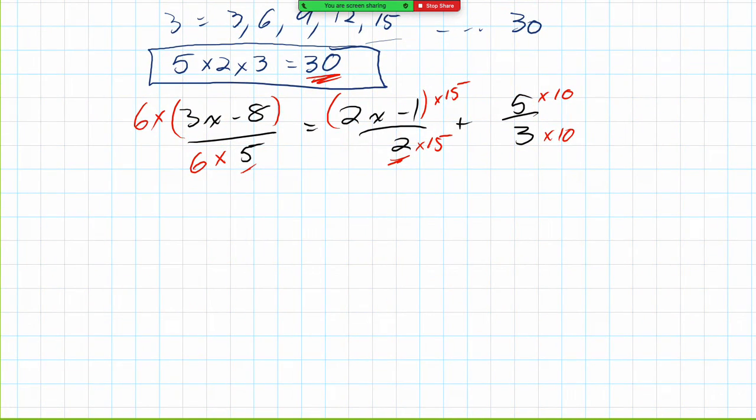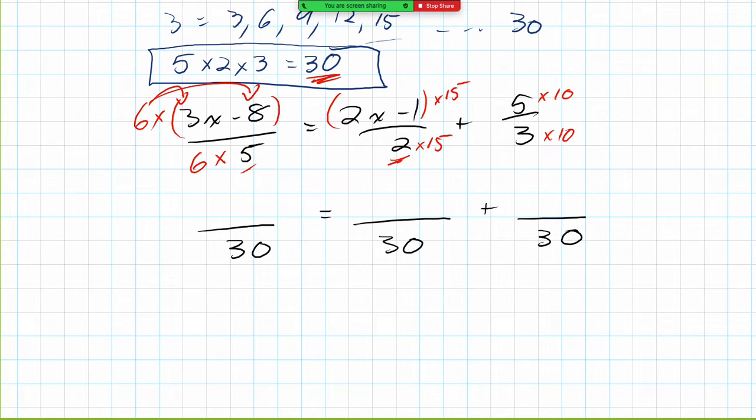So let's go down here. I know my denominator is going to be 30 for all 3 of my terms, which is really nice. It's that multiplication piece of the numerator that's going to be tricky. Looks like we need quite a bit of distributive property here. 6 times 3x is going to be 18x. And 6 times negative 8 happens to be negative 48. Okay. 15 times 2 gives us 30x. 15 times negative 1 is negative 15. And 5 times 10 is 50.